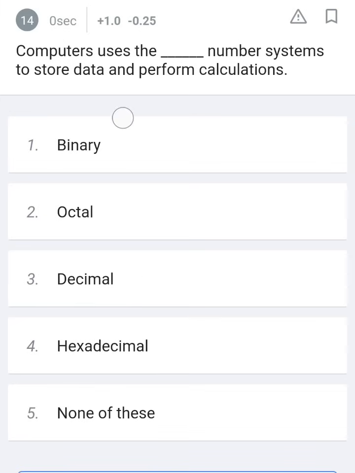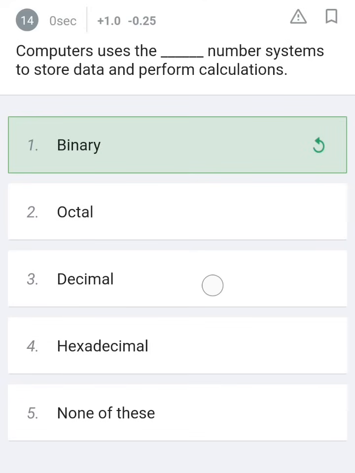Next, computers use which number system to store data and perform calculations? Binary, octal, decimal, or hexadecimal. It is binary. Binary is 0 and 1.